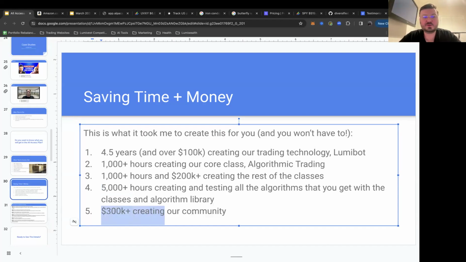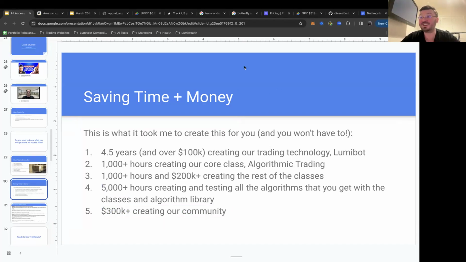And then we spent a lot of money building our community too. That's another thing that I really pride us on: we have fantastic people in our community. It's not just about me or instructors or our staff. It's also the people that are part of all these plans and part of the Lumiwealth community. Some of these people are astounding. I can name a bunch of people in there that are multi-millionaires. They've started amazing businesses. They work at large hedge funds. Just really incredible people part of our community. And we've spent a lot of money building that out as well.